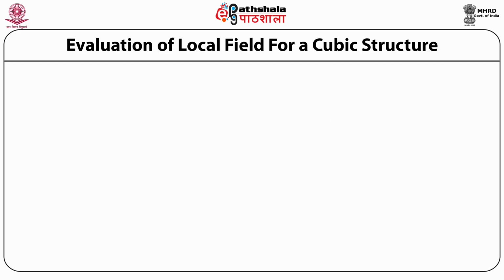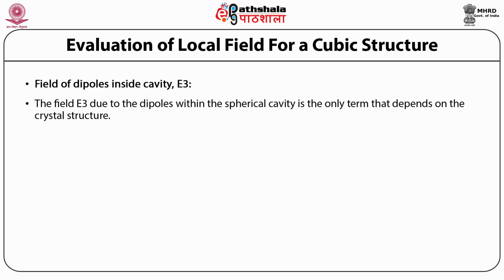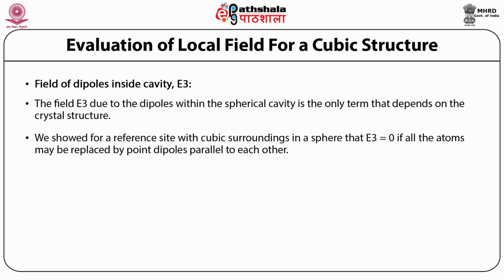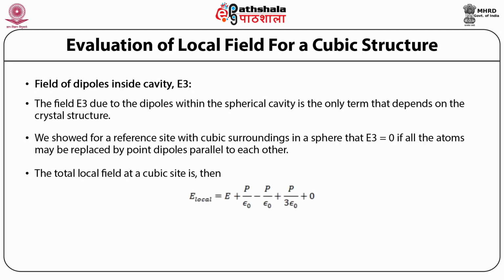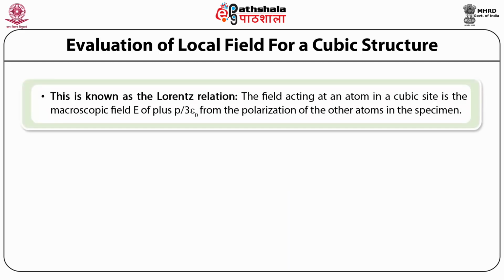Field of dipoles inside the cavity, E3. The field E3 due to the dipoles within the spherical cavity is the only term that depends on the crystal structure. We showed for a reference site with cubic surroundings in a sphere that E3 = 0 if all the atoms may be replaced by point dipoles parallel to each other. The total local field at a cubic site is then E_local = E + P/ε0 − P/ε0 + 3P/(3ε0) + 0, which becomes E_local = E + P/(3ε0). This is known as the Lorentz relation.